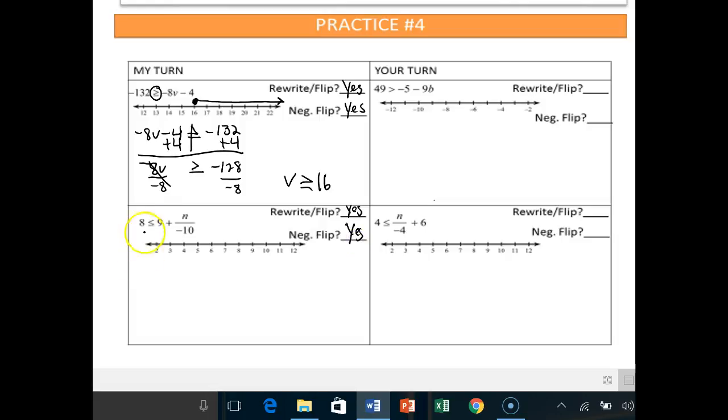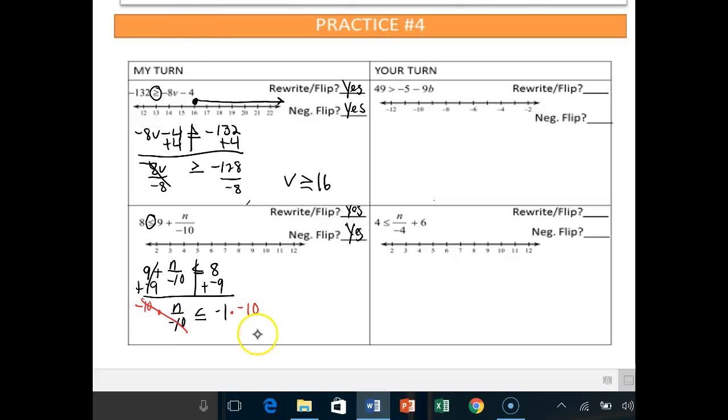So here we go. I'm going to lock this guy in just how it is. I'm going to write this exactly how it is. 9 plus n over negative 10. Keep the sign as it is, less than or equal to 8. So we'll start off by adding negative 9 to both sides. This cancels off. N over negative 10, less than or equal to negative 1. Finish off by multiplying both sides by negative 10.